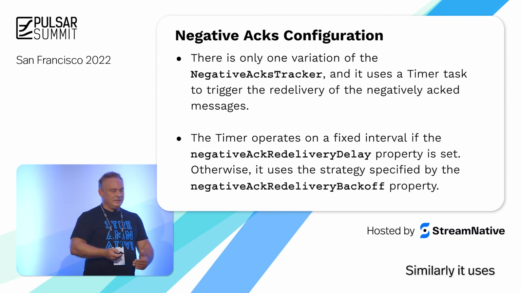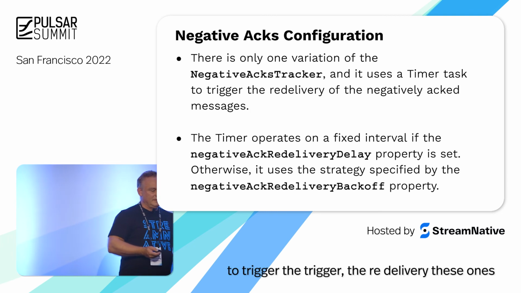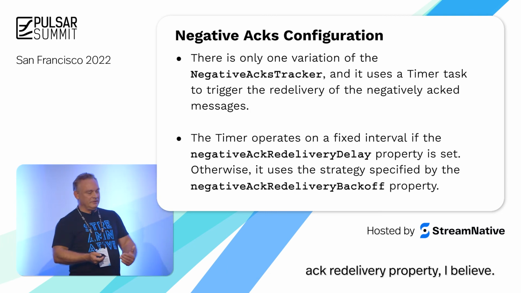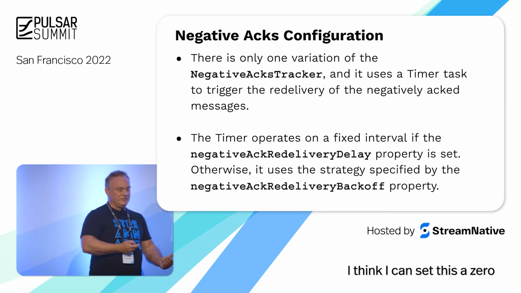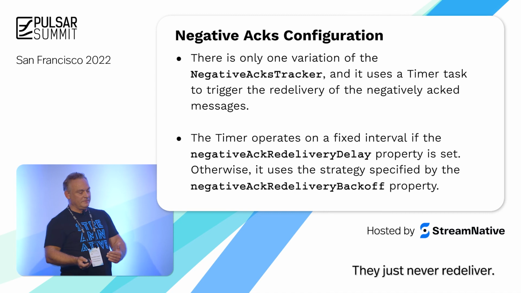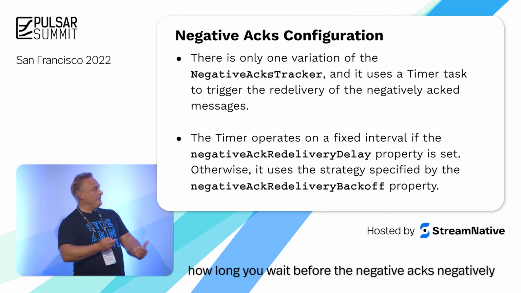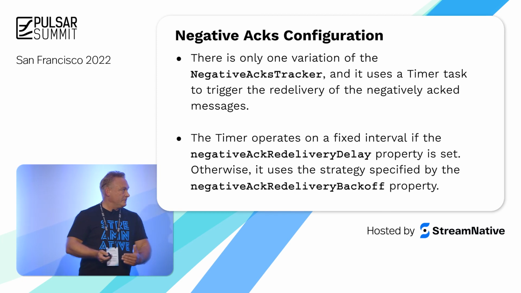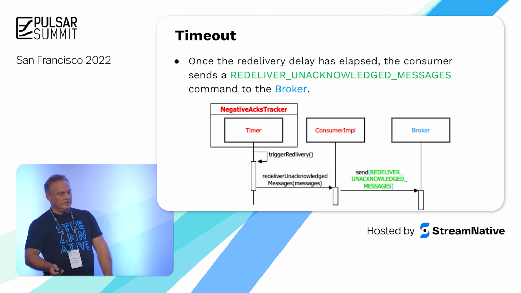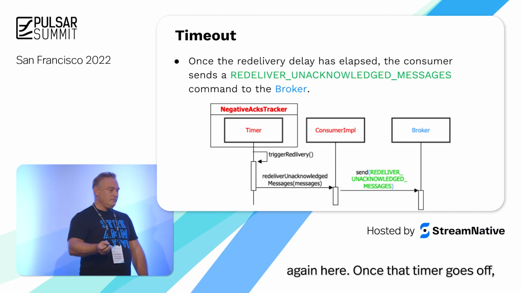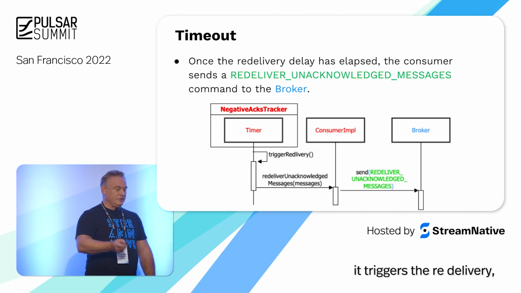Similarly, there's only one variation that uses a timer task to trigger the redelivery of these, and that's controlled by the negative Ack redelivery delay property. I believe, though I didn't confirm the code, that if you set this to 0, then it won't be redelivered at all. They just never get redelivered. But if you set this one here, then you can specify how long you wait before the negatively acknowledged messages get sent back. So it's a very similar pattern. Again, once that timer goes off, it triggers the redelivery.